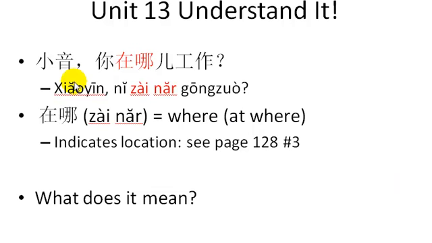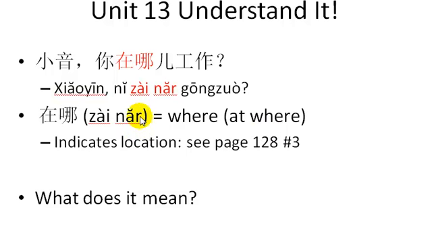So Wang Peng begins to make some small talk. 小燕，你在哪儿工作？ So all of this you know, except for this 在哪儿. 在哪儿 simply means where. It's one of the ways to ask where. There's another way to ask where. I don't think we've seen it yet, but we will in future units. But 在 indicates a location. It's kind of like at. And then 哪 is where. Third tone. 哪 is where.